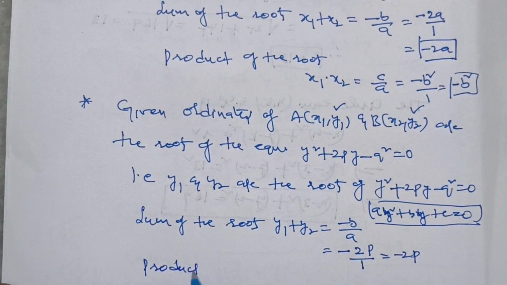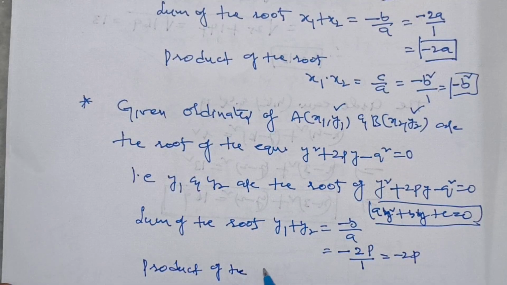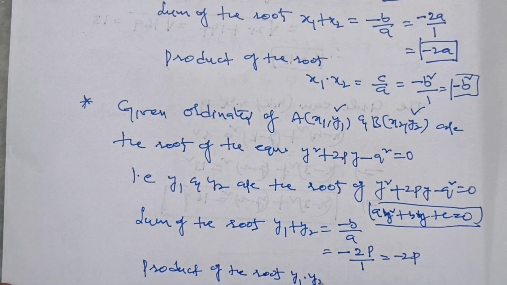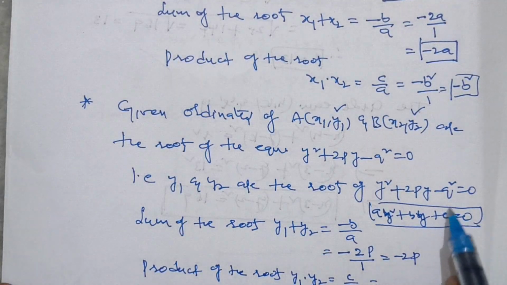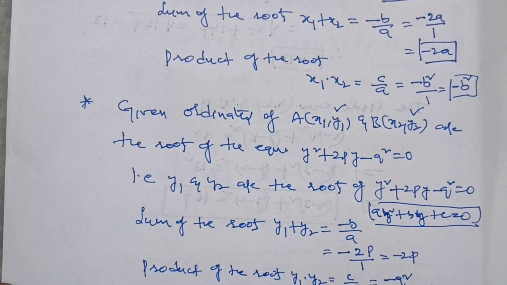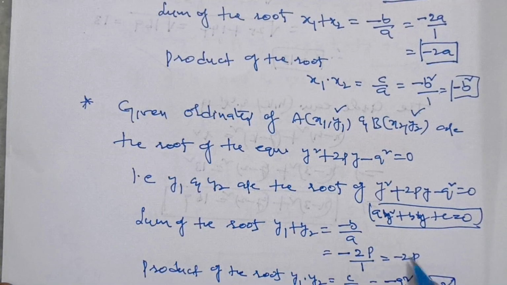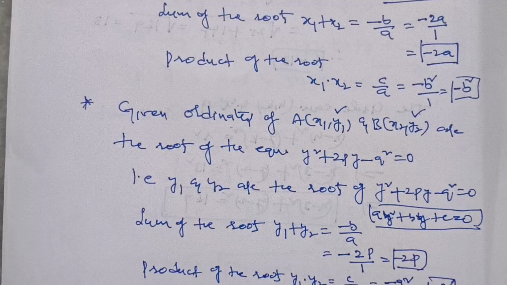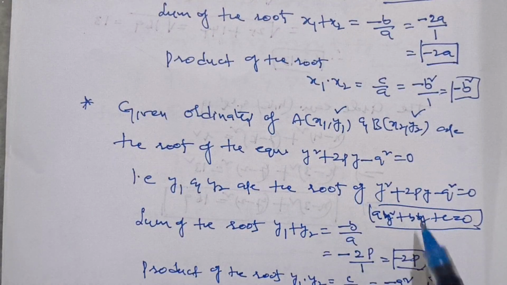Product of the roots. That is y1 into y2 equals c by a. So here c value is minus q square, whereby a is 1, so that is equal to minus q square. This is the sum of the roots and product of the roots for the second equation here.